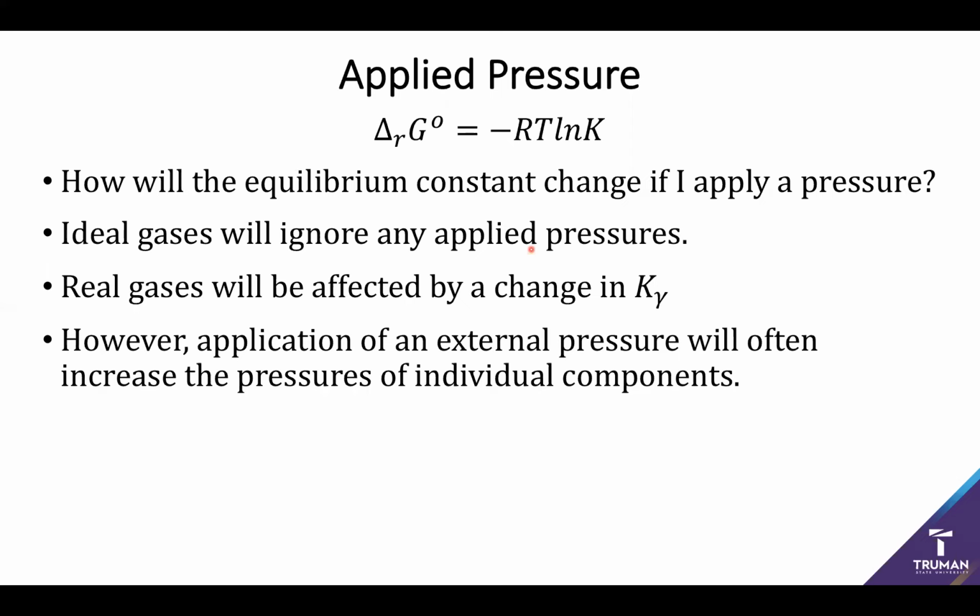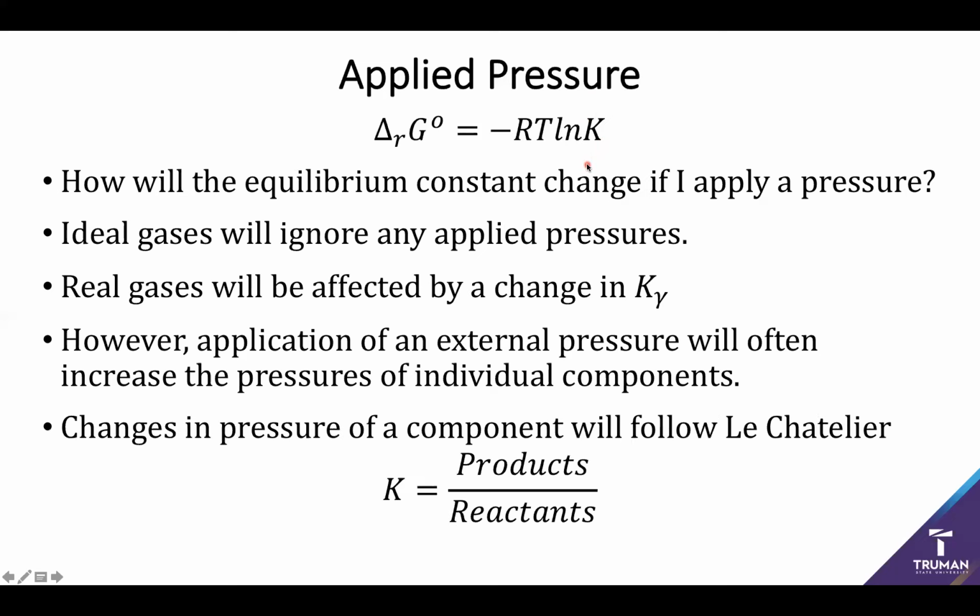And if I'm looking at changes of individual components, what we're going to see is that the overall equilibrium constant won't change, but since the pressures change, we're going to see effects that follow Le Chatelier's principle. If I'm net increasing the pressures of the products more than the reactants, the number of products increases, so I'm going to essentially drive it to the left. If I increase the number of reactants, I'm going to essentially drive the reaction to the right.